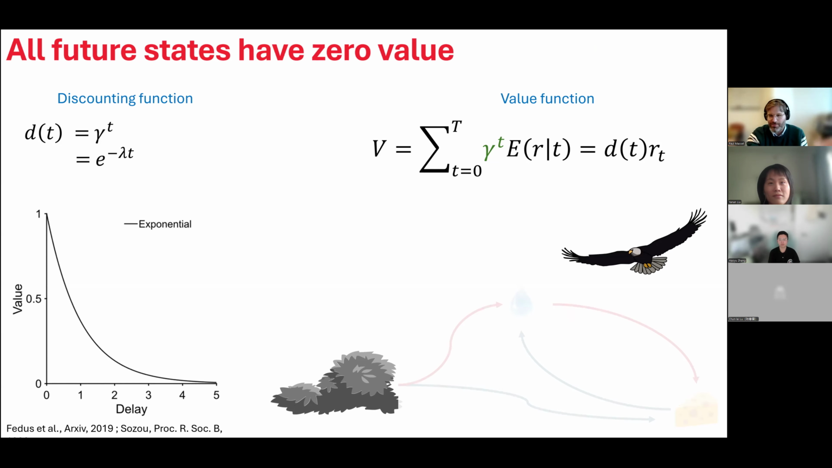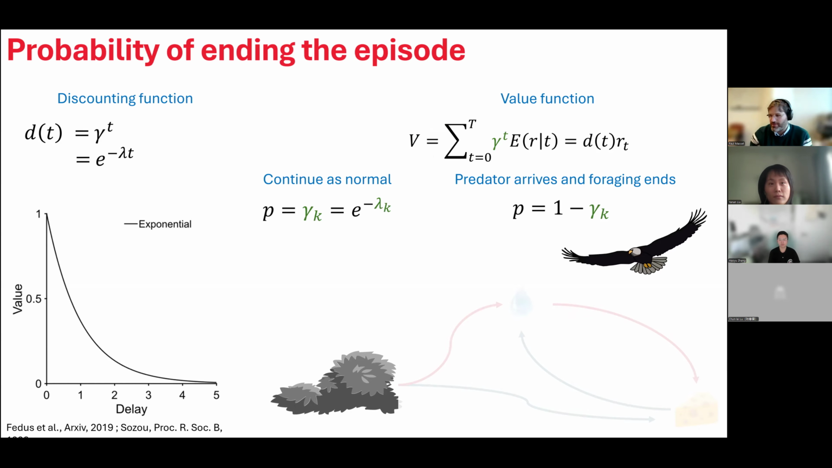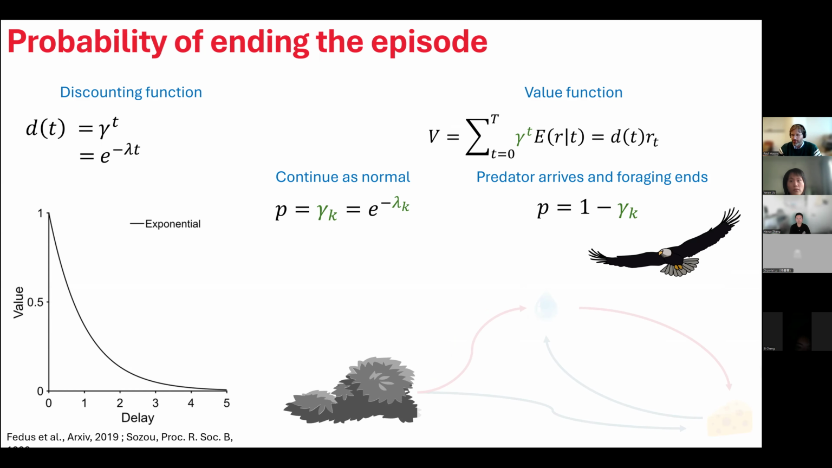You have to hide, the mouse has to hide, otherwise it gets eaten and is dead. So basically the fact that the predator arrives sort of nullified everything. And so you can think a bit about the discount factor like this idea that the predator arrives, right? It's a bit of probability at each time step that everything in the future has zero value, right?